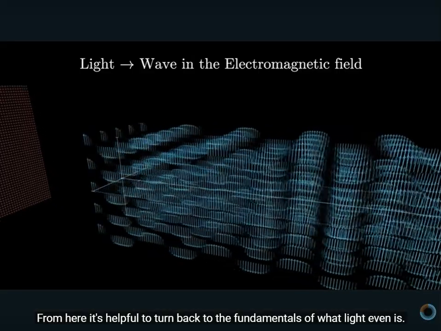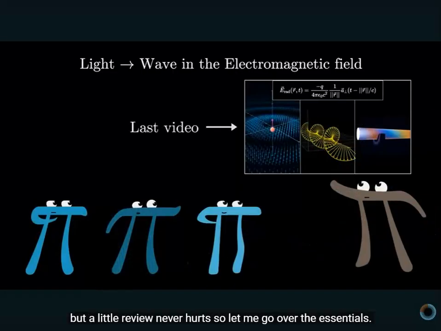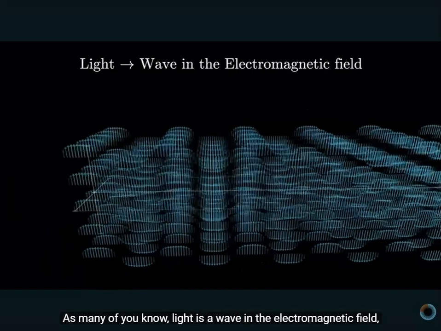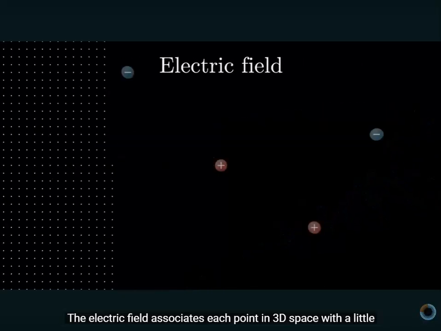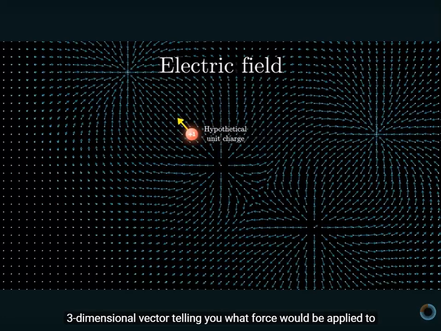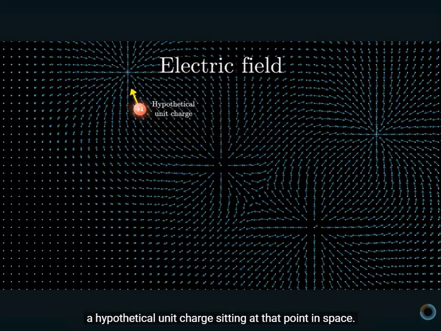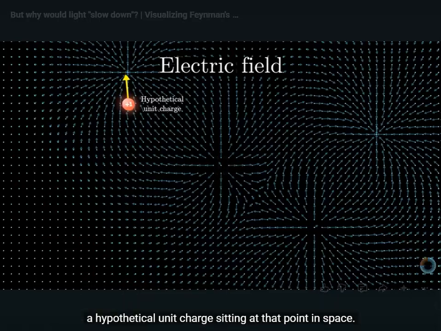From here, it's helpful to turn back to the fundamentals of what light even is. This is something we talked a lot about in the last video, but a little review never hurts, so let me go over the essentials. As many of you know, light is a wave in the electromagnetic field, but here we'll just be drawing the electric field. The electric field associates each point in 3D space with a little three-dimensional vector telling you what force would be applied to a hypothetical unit charge sitting at that point in space. Remember electric field intensity, force per charge, right? Lots of cool review from this course here.